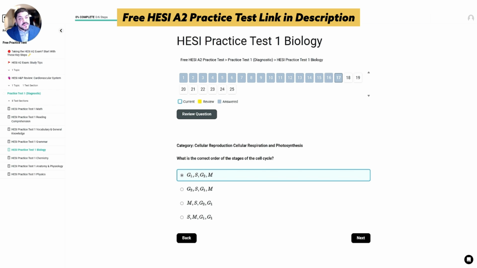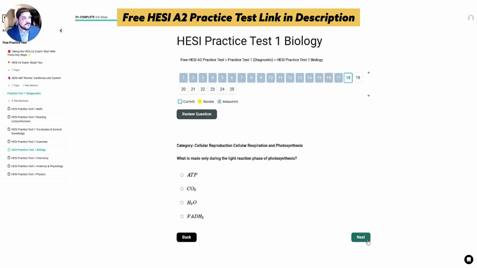All right, I'll admit this was another toughie. If you don't understand the series of events that happen during the cell cycle, it definitely is a hard one. So make sure you understand each of those phases. Next question. What is made during the light reaction phase of photosynthesis? ATP, CO2, H2O, or FADH2?